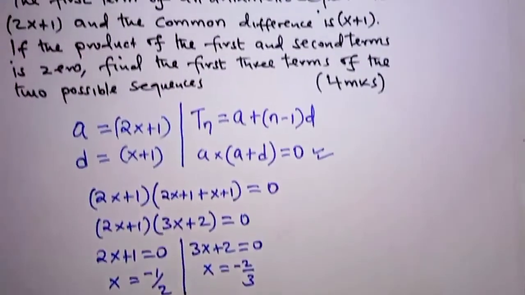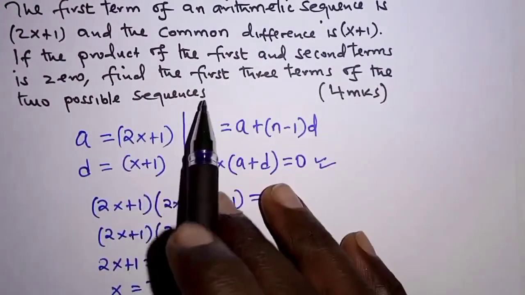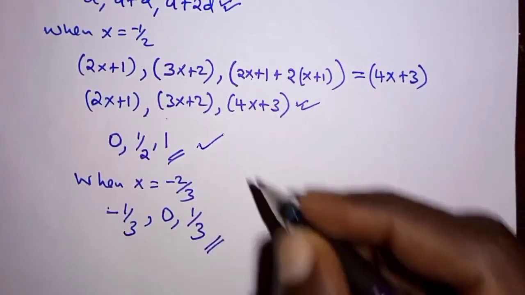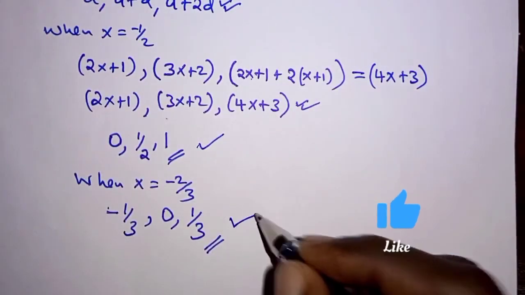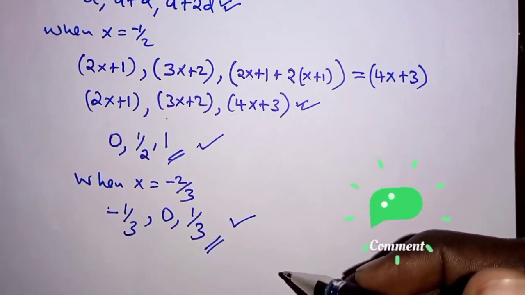So remember, the question required us to find the first 3 terms of the 2 possible sequences. So the first sequence is this, and the second sequence is this. And with that, we mark the end of the solution to this problem.